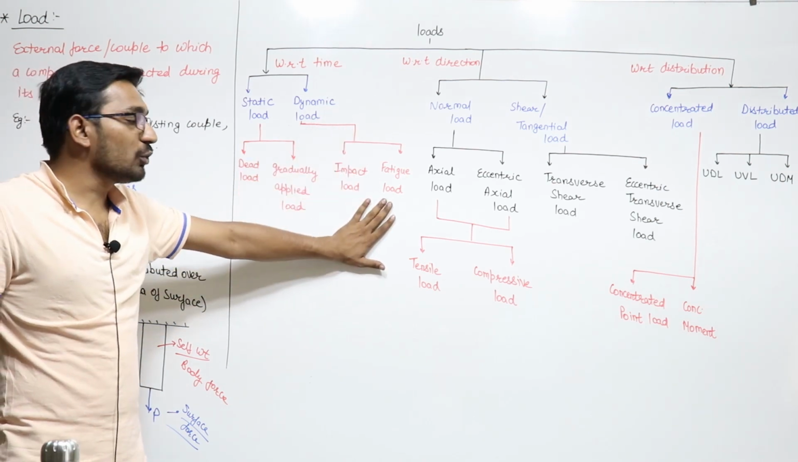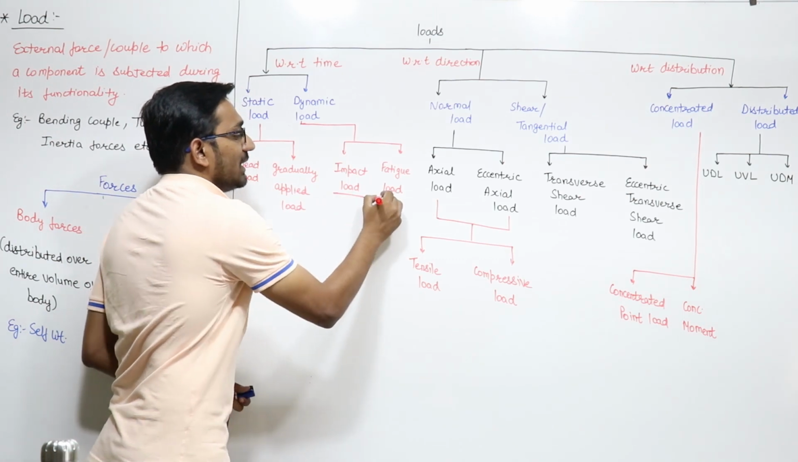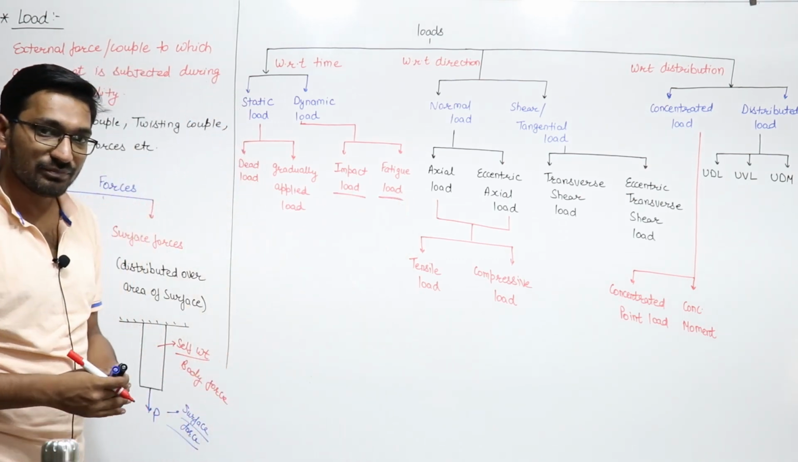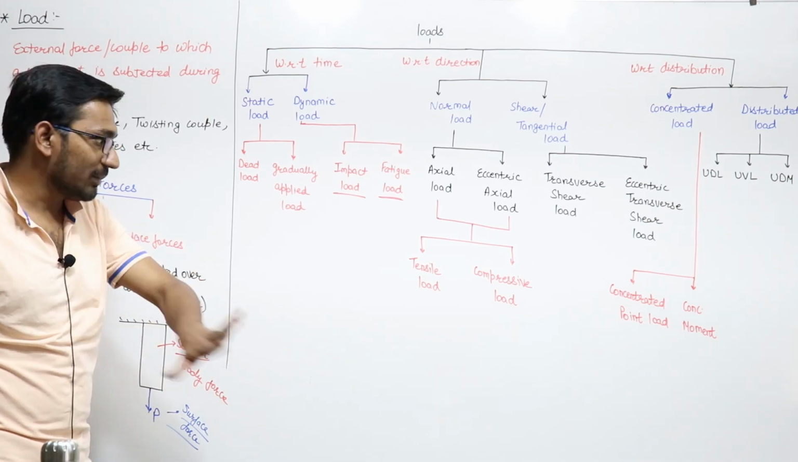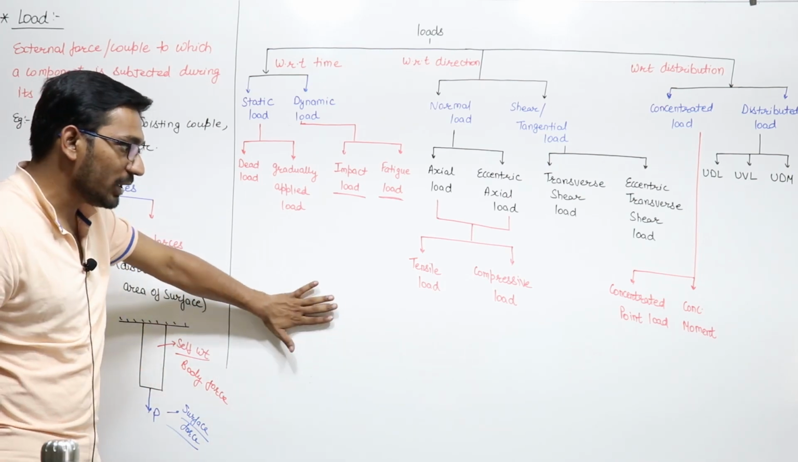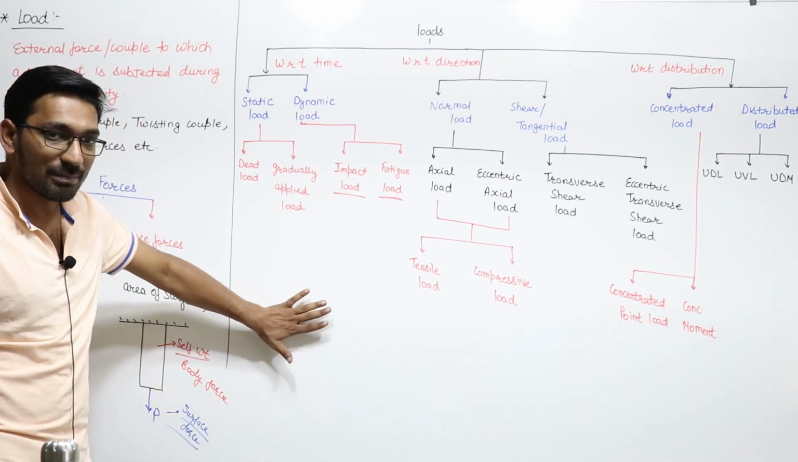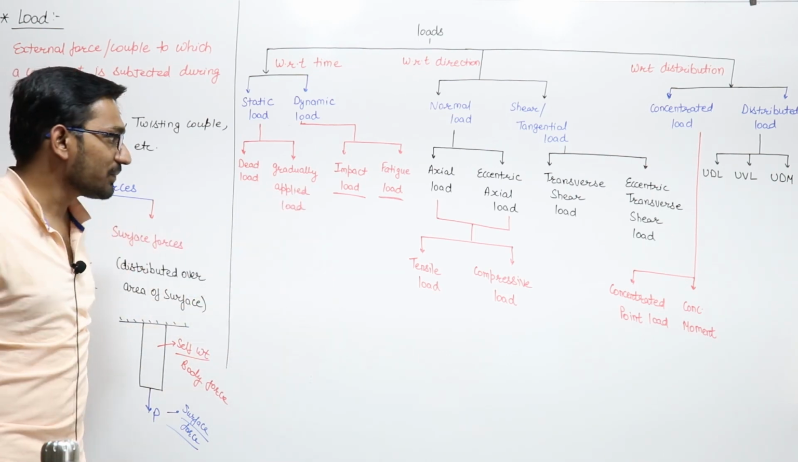Dynamic load is again of two types. One is impact load and another one is fatigue load, right? Impact load is the load which is acting for a short interval of time. This type of load which I exerted on this board is an impact load, which is acting for a short interval of time.